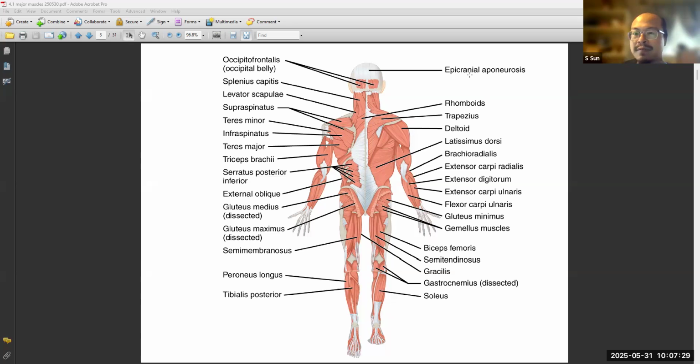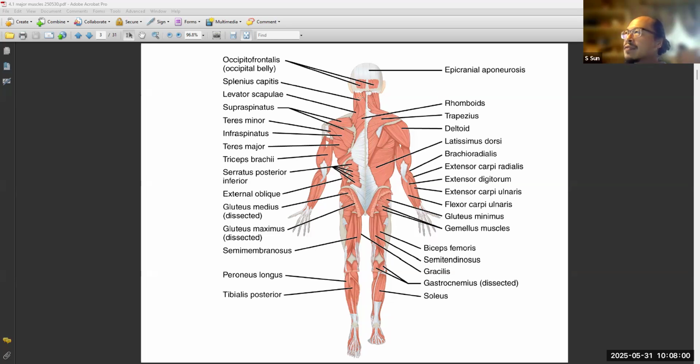Cranial means your brain or your head. Epicranial aponeurosis. Aponeurosis is a type of tendon that's very flat, like a sheath. This is commonly mentioned in many areas in our body, and this one in particular is in the epicranial. So it's just like that.